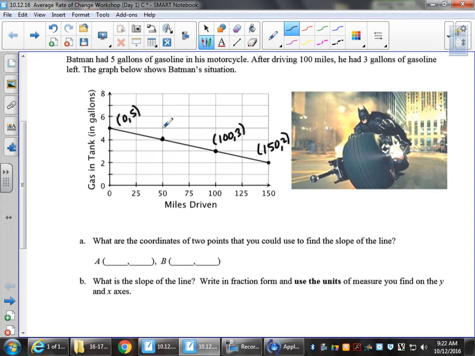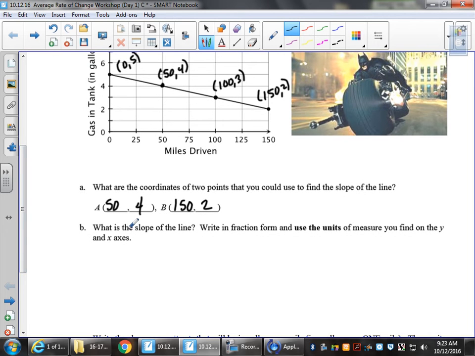Which 2 do you want to use? You want to use 50, comma 4? All right, so 50, comma 4 will be one of them. And 100, comma 3? Let's do 150, comma 2, because someone had voted for that one at the wave start. All right, so we'll use these 2. Does it matter which 2 I choose off of this line? No, it does not, because it's a constant rate of change.